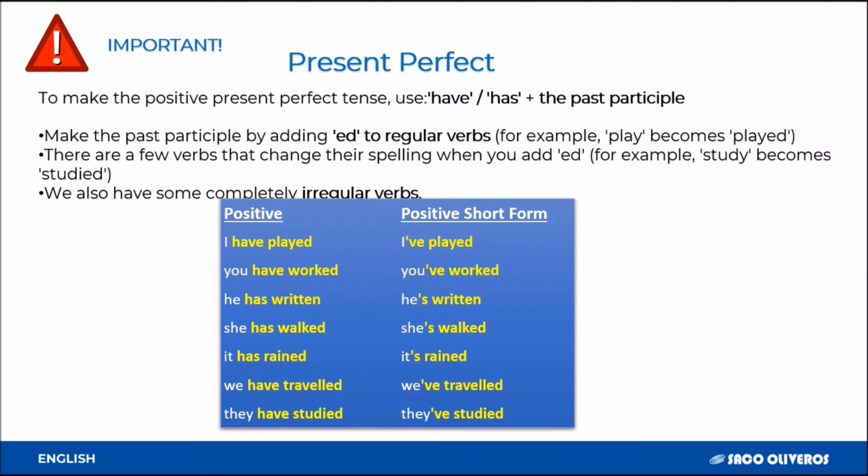Here you have some positive and some positive short forms. I have played changes into I've played, which is a short form. You have worked, you've worked. He has written, he's written. She has walked, she's walked. It has rained, it's rained. We have traveled, we've traveled. They have studied, they've studied.